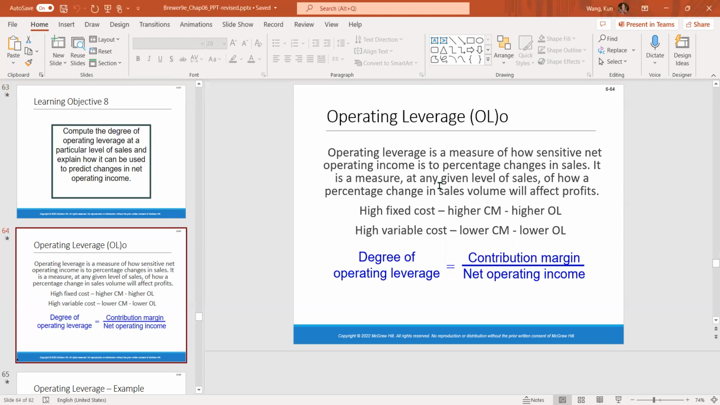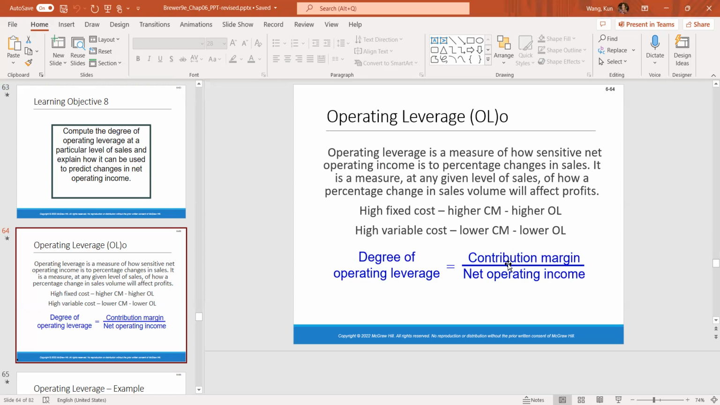Operating leverage, in terms of formula, is the total contribution margin divided by the net operating income at a certain level of sales. After we understand the structure of the contribution margin income statement, we know contribution margin is sales revenue deducting all of the variable costs and expenses.